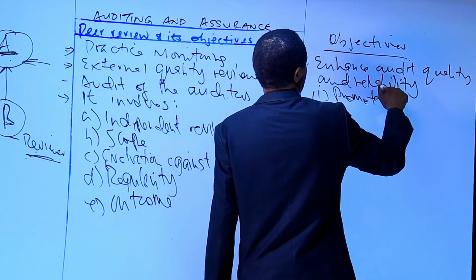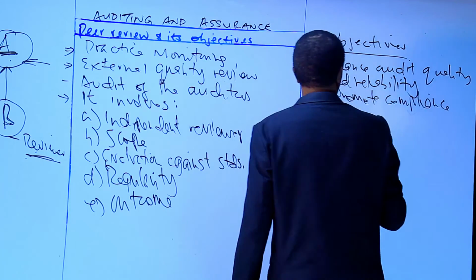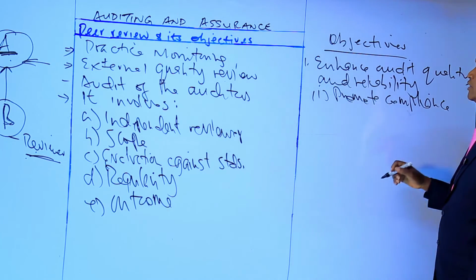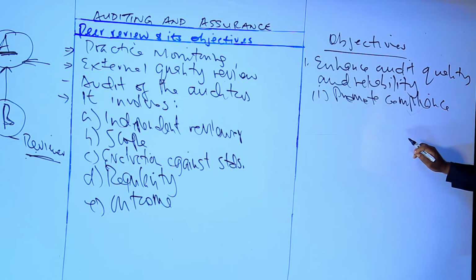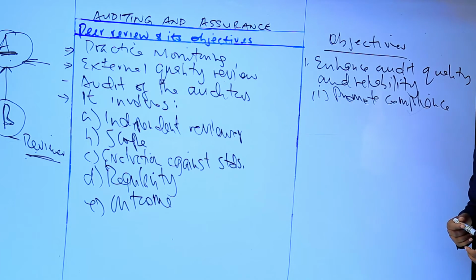Promote. When compliance is promoted, then quality is guaranteed. The objective is to provide reasonable assurance that the reviewed firm is complying with all relevant professional standards, ethical requirements, and also regulatory mandates in its audit and assurance engagements.